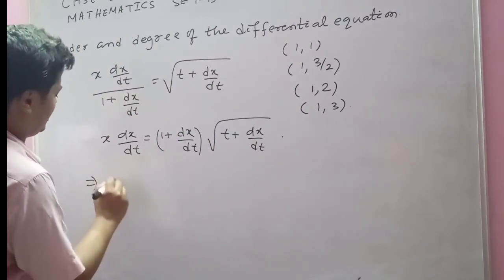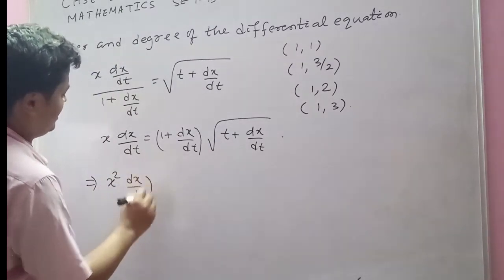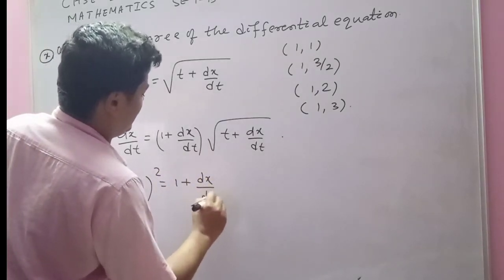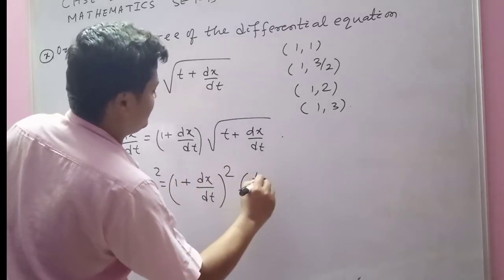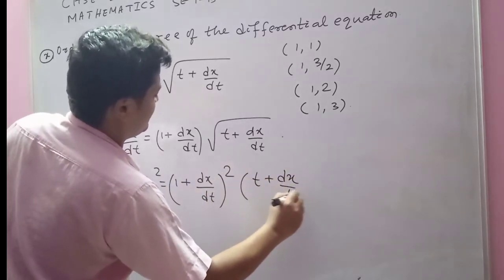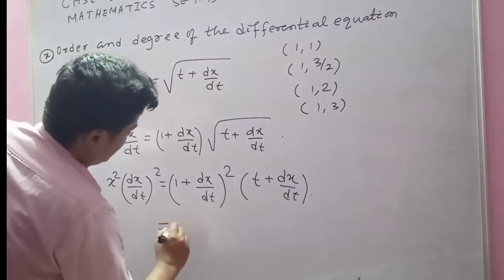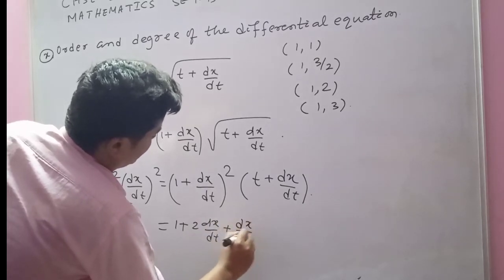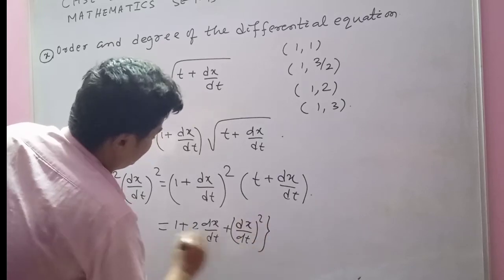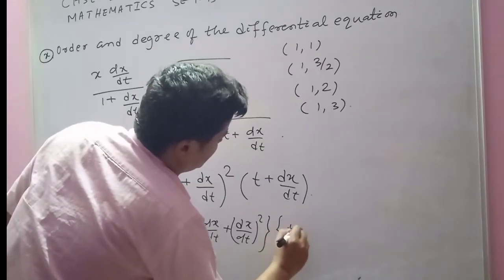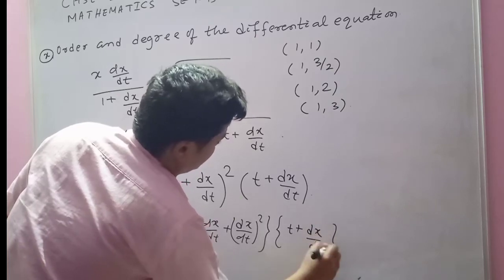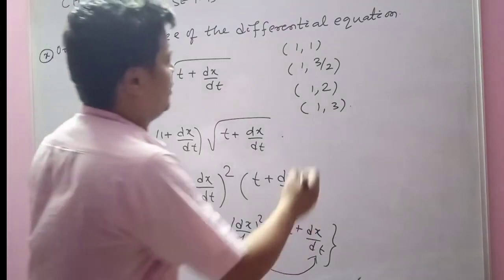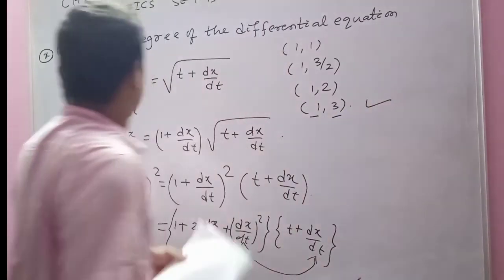Square both sides, so you get x square dx by dt whole square, that is equal to 1 plus dx by dt whole square. You can see if you expand this, you get 1 plus 2 dx by dt plus dx by dt whole square. These two get multiplied, so you get dx by dt whole cube. So the order is 1 and degree is 3.